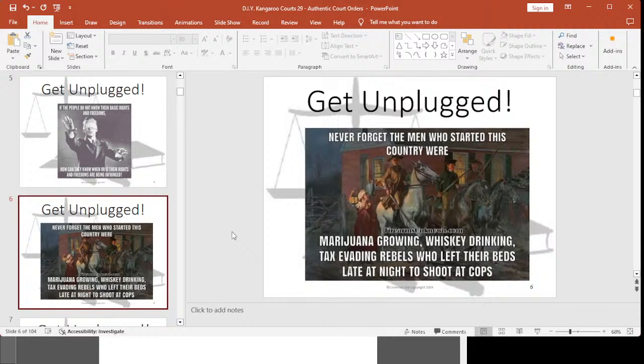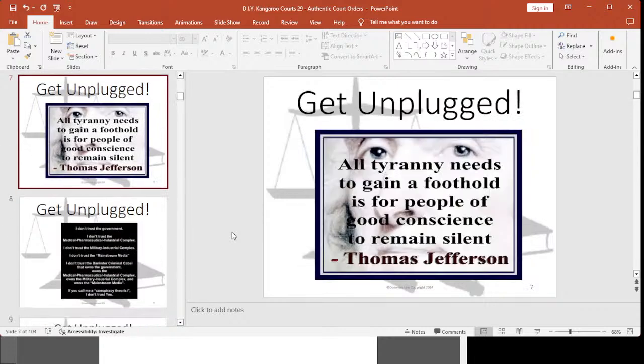Never forget the men who started this country were marijuana growing, whiskey drinking, tax evading rebels who left their beds at night to shoot at the cops. And if you think about it, that's exactly what was going on. Everybody was required to be armed. I've got some videos on the militia. If you went to a public meeting without your arms, then you got a fine. All tyranny needs to gain a foothold is for people of good conscience to remain silent.